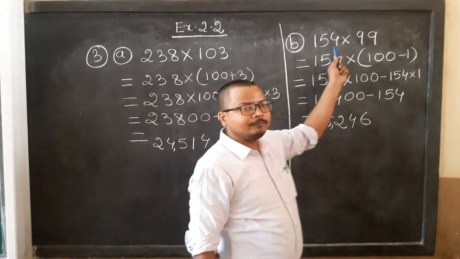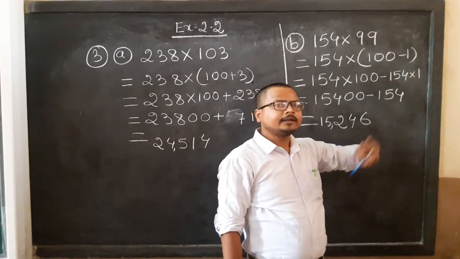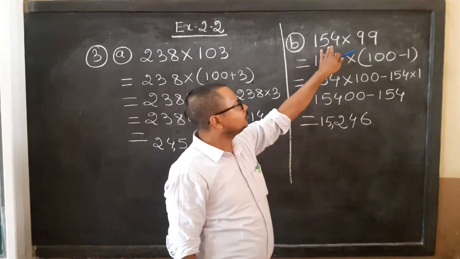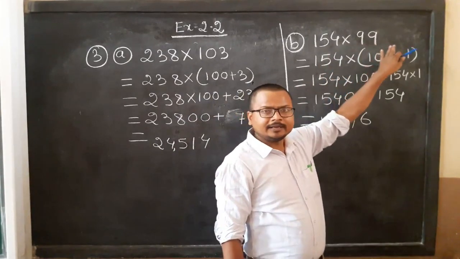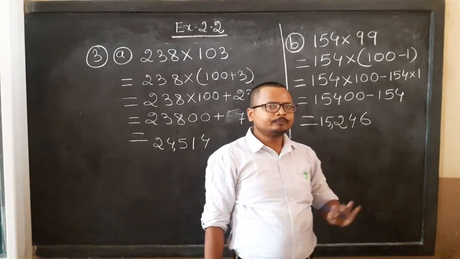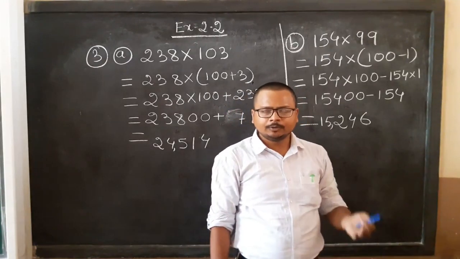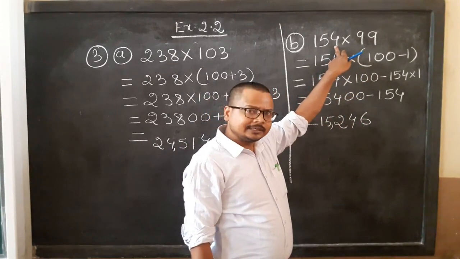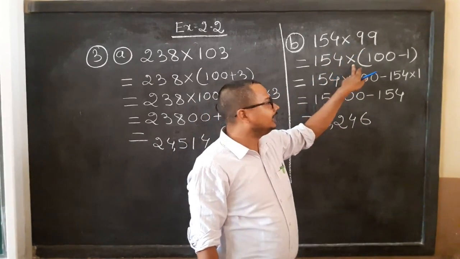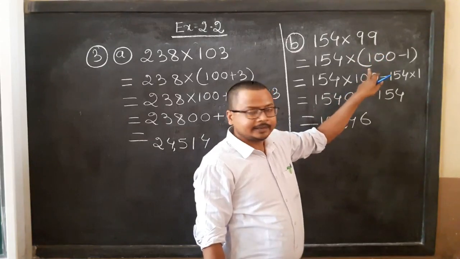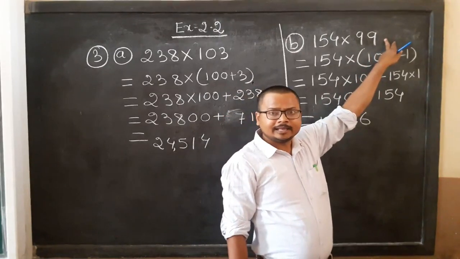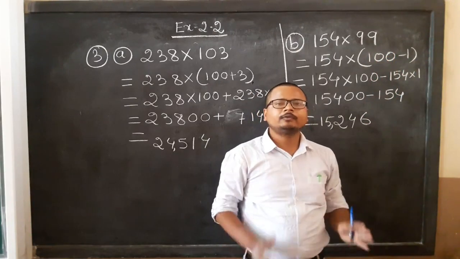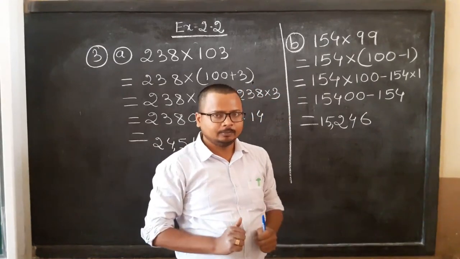In this question also we have to use the distributive property, but in a different way. Okay, let us see. The question is 154 multiplied by 99. So what we have to do? How will we use the distributive property in this case? 154 we will write it as it is. Okay, then we will give the multiplication sign, then we will open the bracket. Now 99 can be written as 100 minus 1, so that it will be easier for us to multiply.